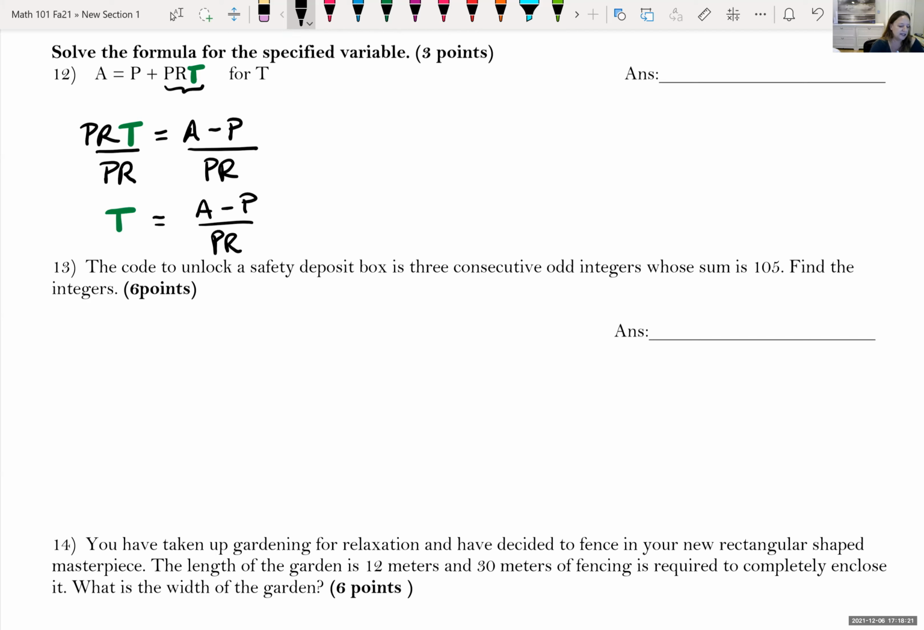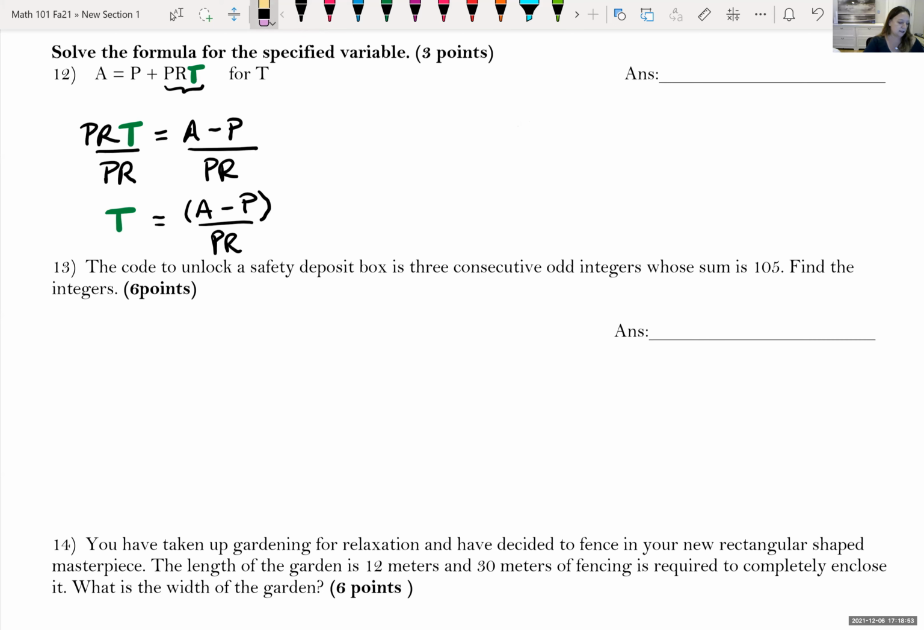And so technically, how some of you are writing it, you would want to put parentheses around the A minus P, because of the order of operations. If we write A minus P divided by PR, this is just saying that the P is divided by PR and the A is not. Whereas if we had parentheses around the whole thing, remember, parentheses are a grouping, so that whole group is divided by PR.